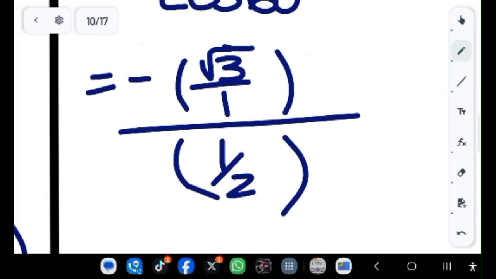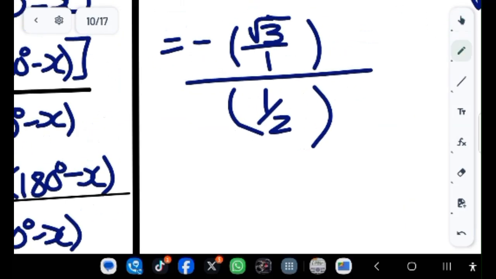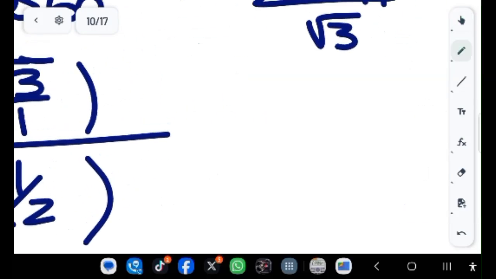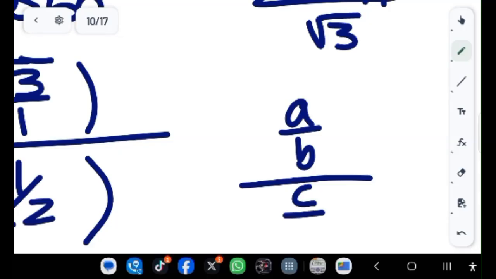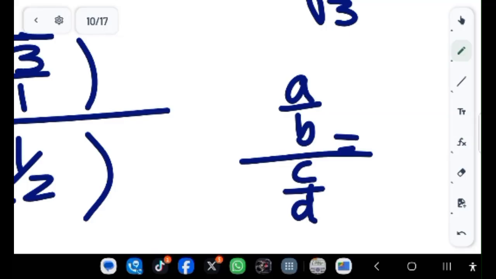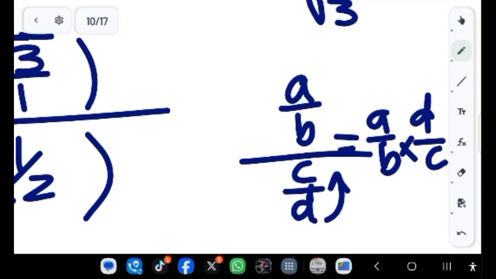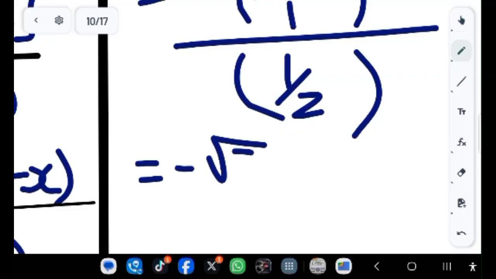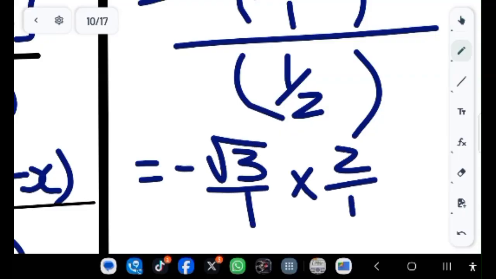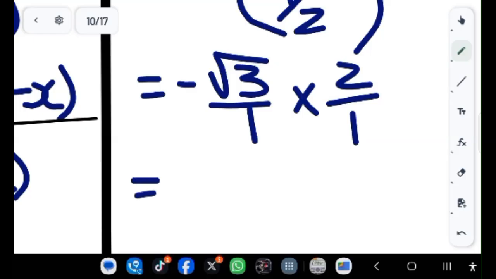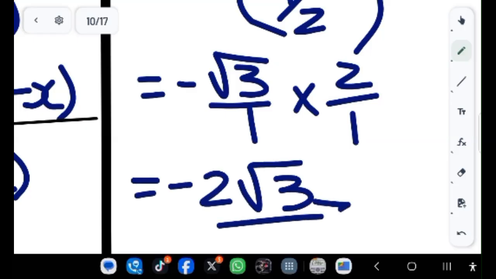Now what we do is we use our knowledge of dealing with common fractions. If you've got a over b all over c over d, that can be simplified as a over b multiplied by, you flip this one upside down, d over c. That's exactly what we do here. So that will be negative square root of 3 over 1 multiplied by 2 over 1, flipping this one upside down, and that leaves us with negative 2 root 3, and that's our answer.